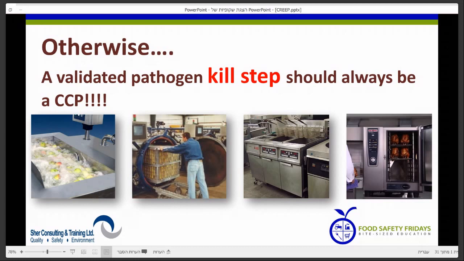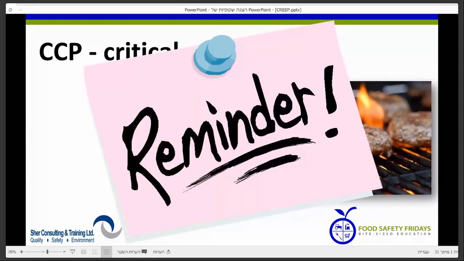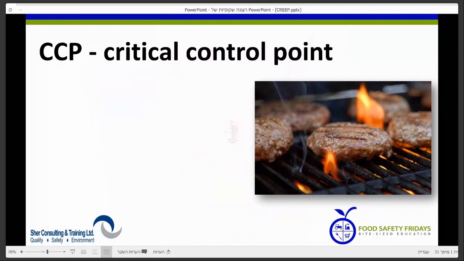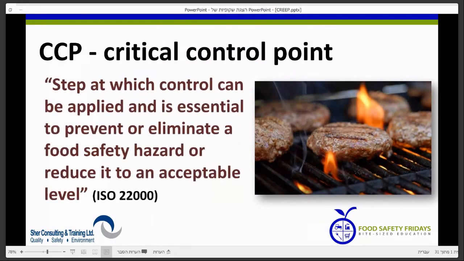Just a reminder, CCP, according to ISO 22000, is a step in which control can be applied and is essential to prevent or eliminate a food safety hazard or reduce it to an acceptable level. So remember, it can and must be applied. That is a step in the process. That is our critical control point. And when we're talking about a food that has raw ingredients, there must be a kill step.